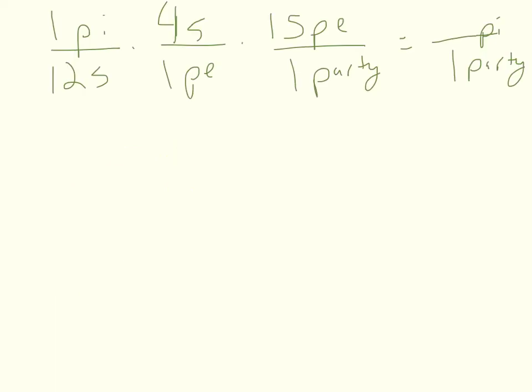So I know this looks scary, but it really isn't. Let's start simplifying. Well, we have our S and our S there. We have our PE and our PE there. So now what we know we need to get is how many pizzas for our party, which is what we have right there. Okay, now we've gotten rid of the units.